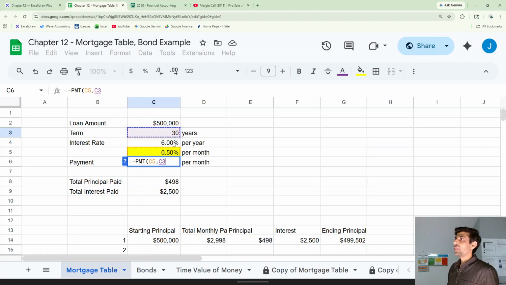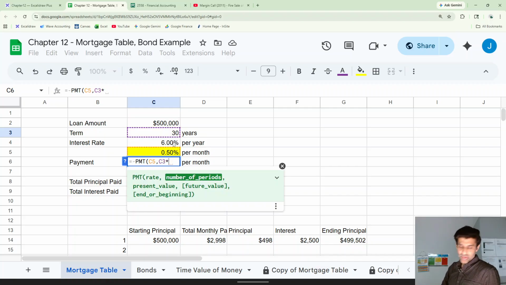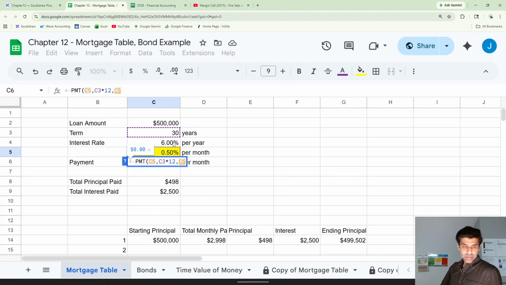What is the math? 30 times what? 30 times 12. It's 360. Okay. So I'm going to multiply this by 12 because again, I'm trying to get a monthly mortgage payment. The present value in the terminology of this function means the loan amount. How much am I borrowing up front? So it's going to be this 500,000.